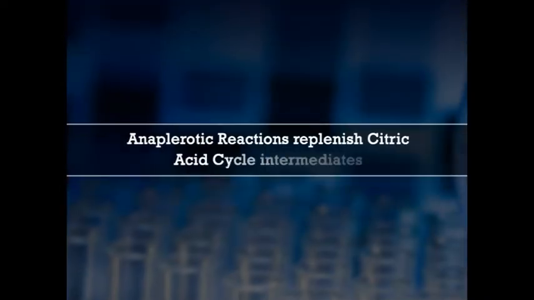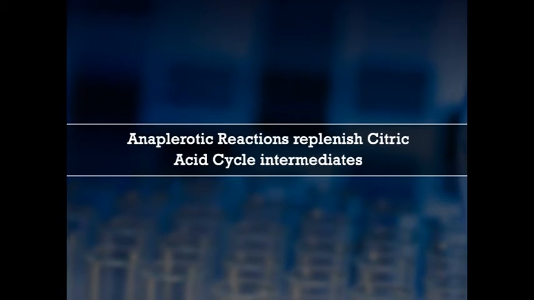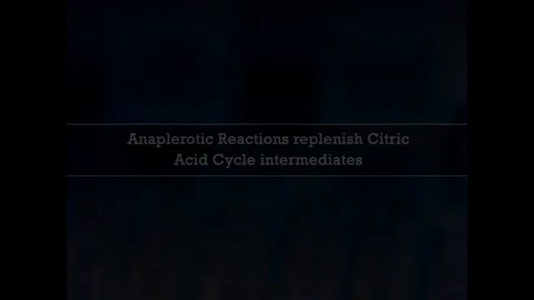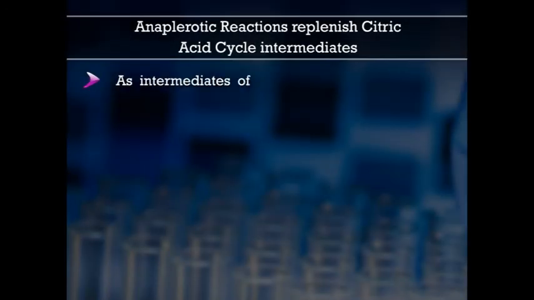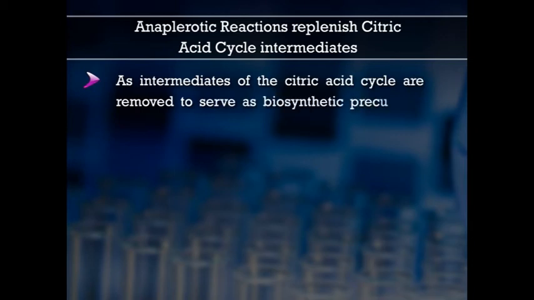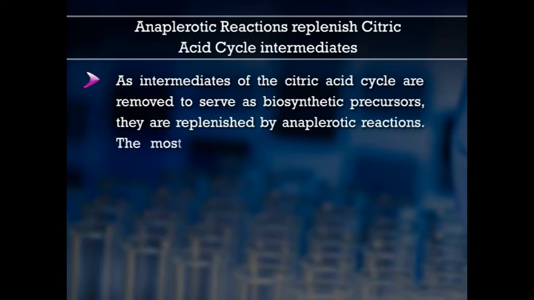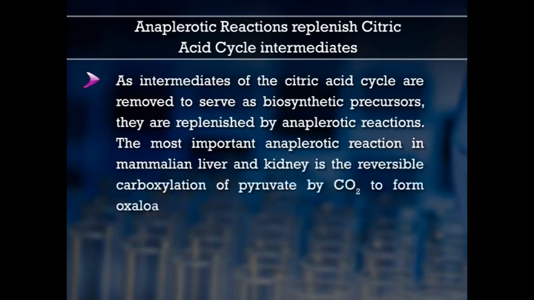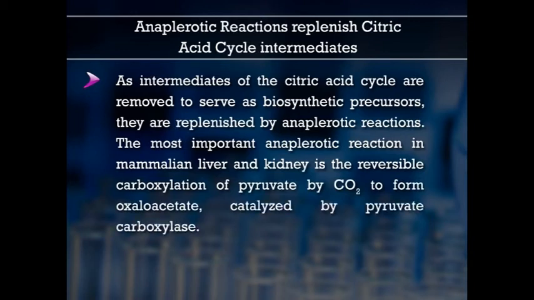Now let us come to the anaplerotic reactions that replenish citric acid cycle intermediates. As intermediates of the citric acid cycle are removed to serve as biosynthetic precursors, they are replenished by anaplerotic reactions. The most important anaplerotic reaction in mammalian liver and kidney is a reversible carboxylation of pyruvate by bicarbonate to form oxaloacetate, catalyzed by pyruvate carboxylase.